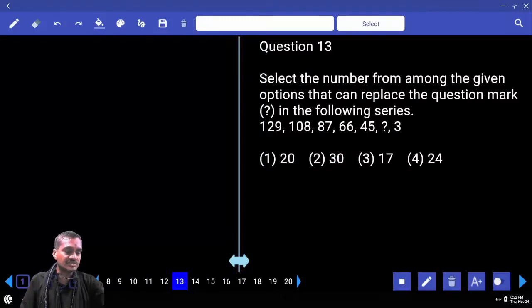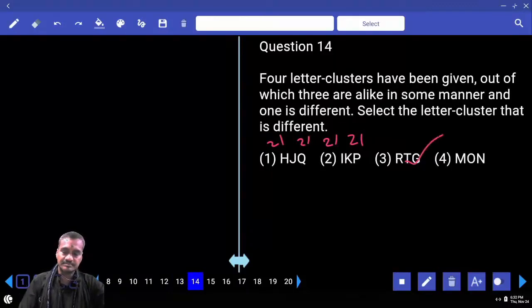How can you arrange this one? Now 45 and 20, 66, the difference is how much? 21. And again 87 minus 21 and so on. From each of these ones, straight away 21 is subtracted. 45 minus 21, 24, so I is 4, 13.